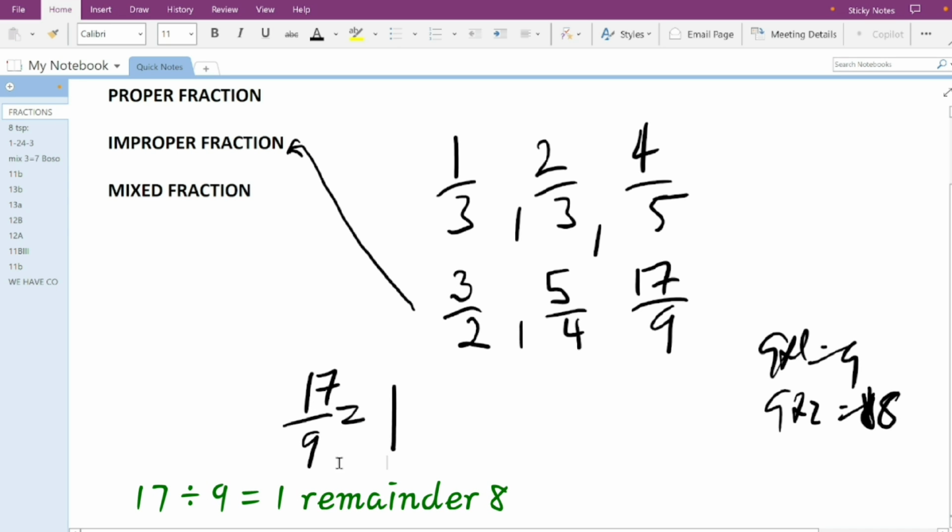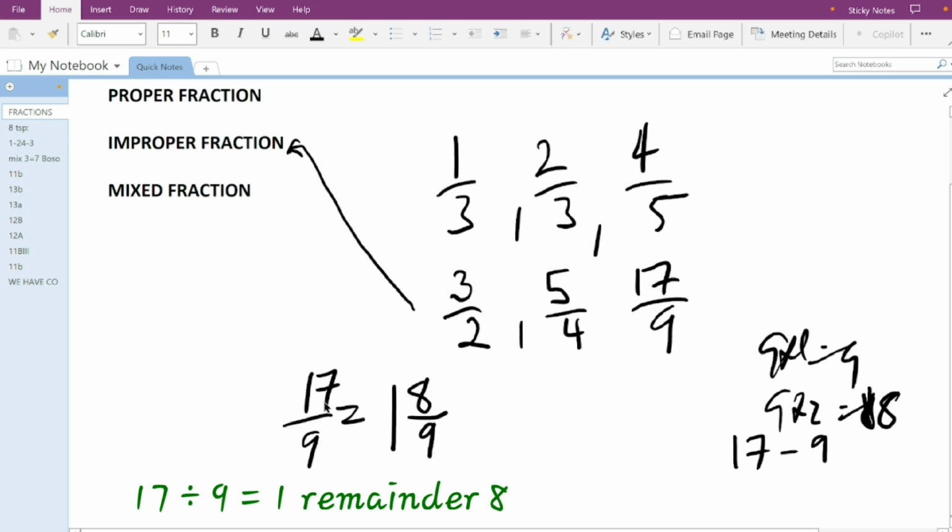Then the remainder, when it goes once, you'll be left with 17 minus 9. 17 minus 9 is 8. So our remainder from dividing 17 by 9 is 8. So we write it here. It now occupies the place of the numerator, that's the number on top. Then our denominator still remains the 9, which is the number we used in dividing the 17.